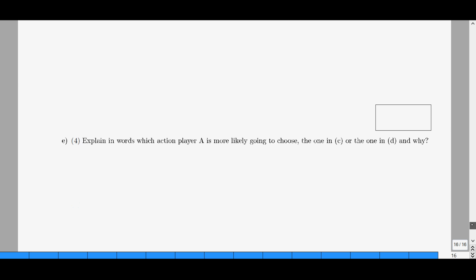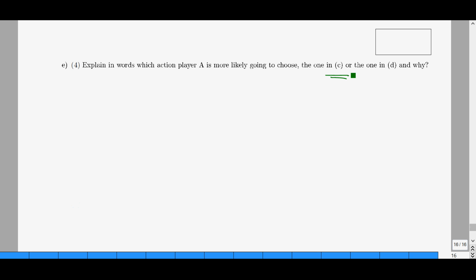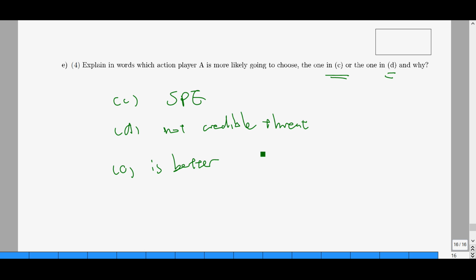And the last one is always answered the same way. The one in C or one in D. The one in C is an SPE. The one in D is not a credible threat. That's how you always write this down. Therefore, C is better. And also, maybe write down C is better for player A. D is not credible. C is better for A, so obviously A will choose their action in C. Those 3 lines will be enough.